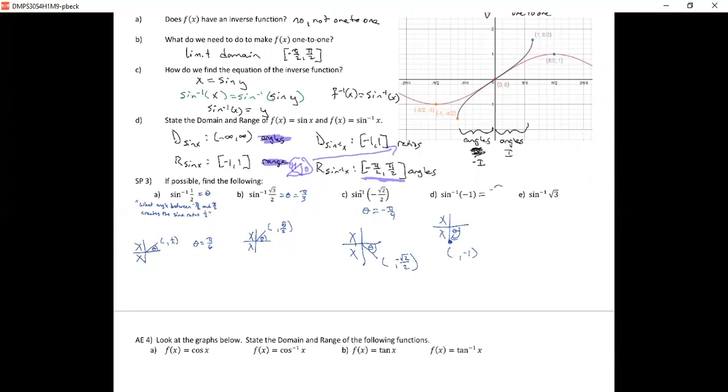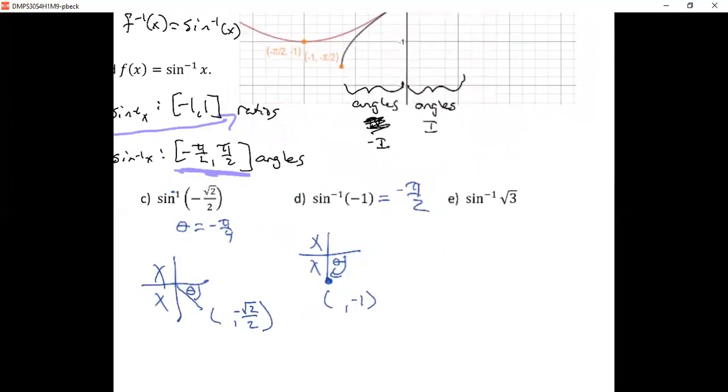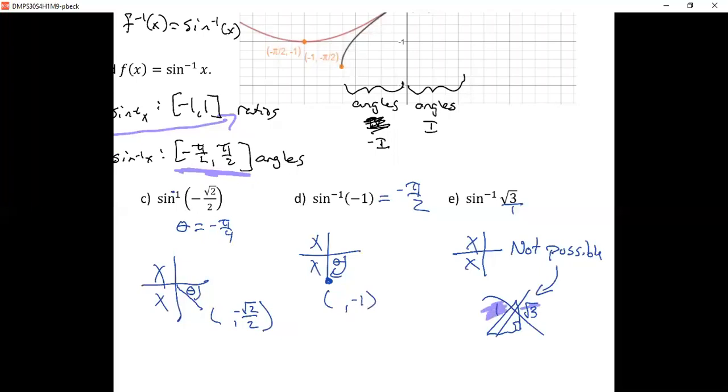So -pi/2. What angle between -pi/2 and pi/2 creates the sine ratio of the square root of 3? And this answer is not possible. The reason why it's not possible, I'm going to show a little bit more geometrically. That's supposed to be a positive ratio. So the y is square root of 3 and the radius is 1. This is not possible because there is no triangle that allows this to happen, mainly because the hypotenuse must be bigger than the y value.